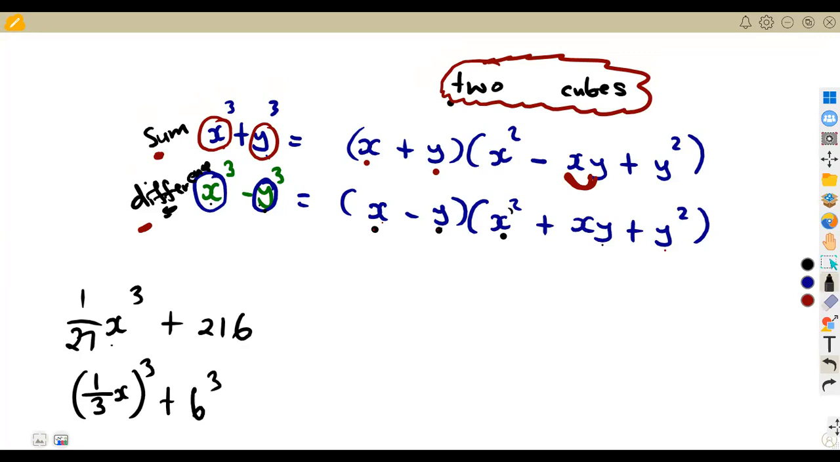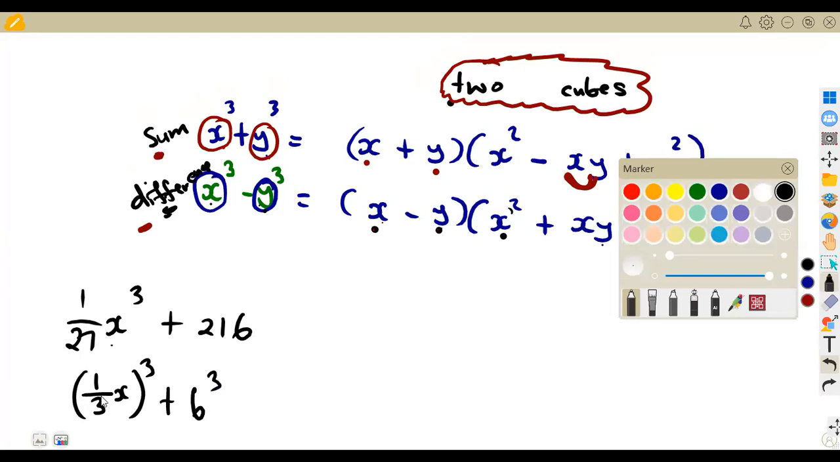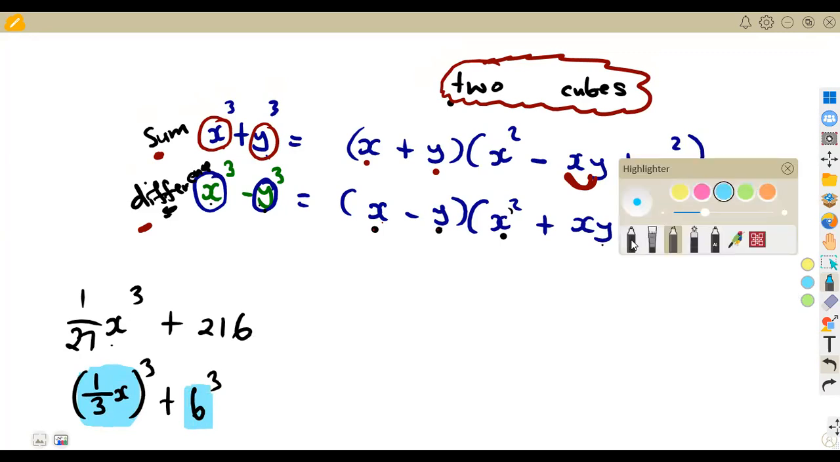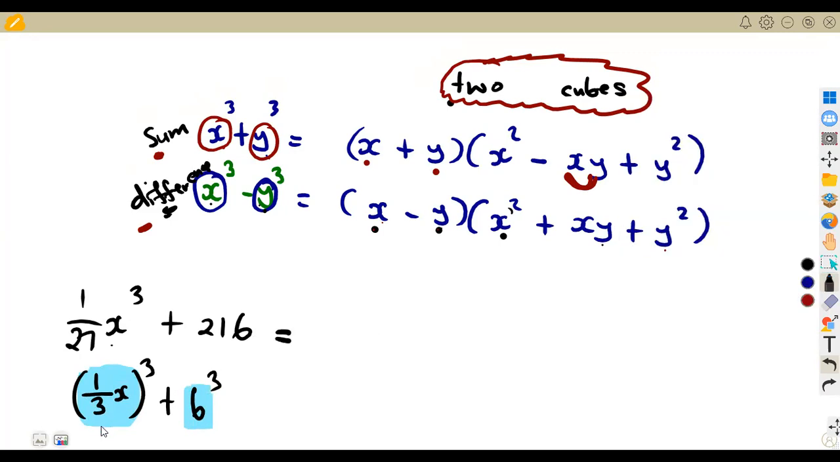So as we can see, we are back to that scenario of our first. We can properly see our first. This is our first being raised to the exponent of 3. This is our last being raised to the exponent of 3. This is what we just want. As long as we can see that this is our first and this is our last, we are done. It's a sum of 2 cubes. So we are going to have first plus last in the first bracket: first, 1 over 3x, plus last, which is 6.